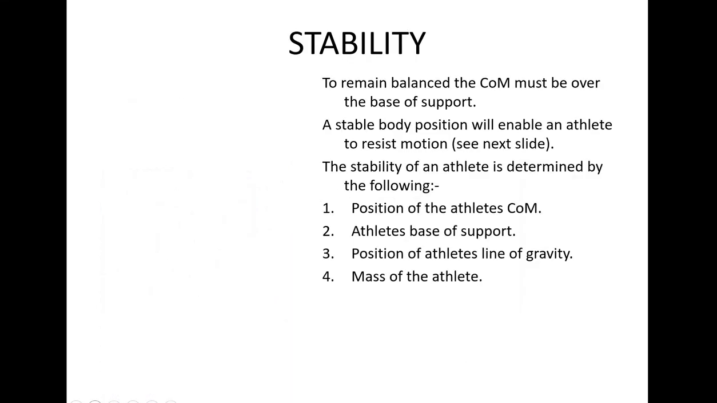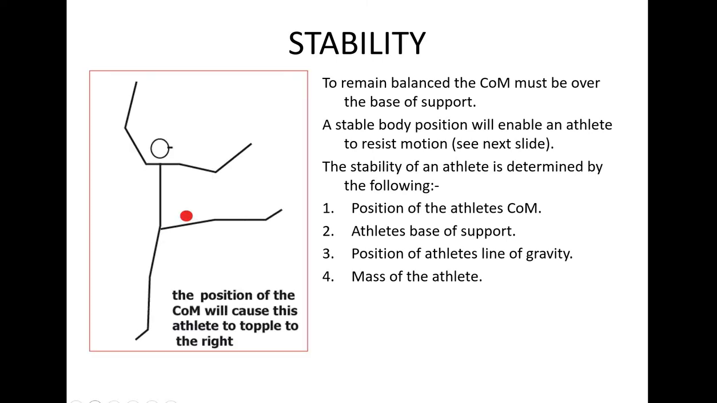Now, to remain balanced, we know the centre of mass must be over the base of support. A stable body position will enable an athlete to resist motion. We look at that, and the stability of an athlete is determined by the following: the position of the athlete's centre of mass, the base of support, the line of gravity, and the mass of the athlete. Now you can see from this image here, the position of the centre of mass is not over the base of support, and therefore the athlete will topple to the right.